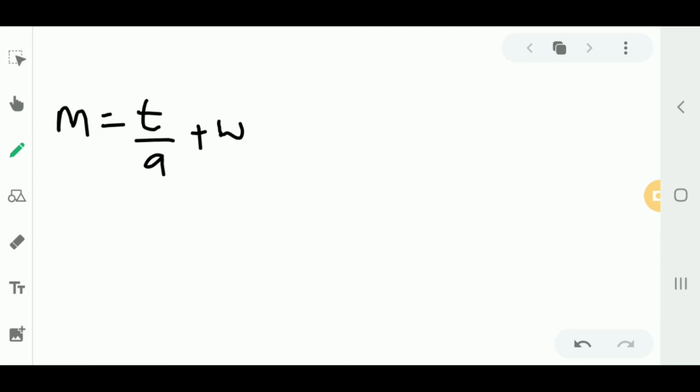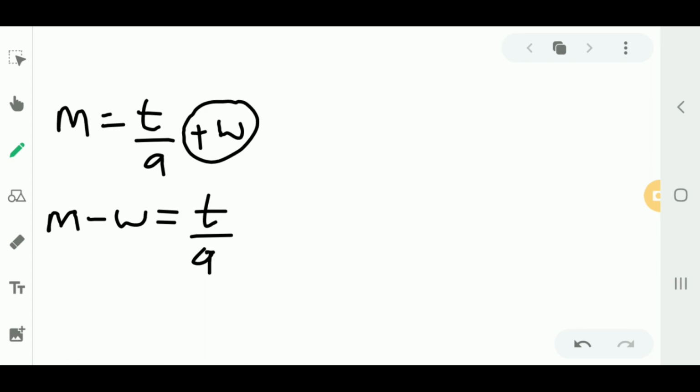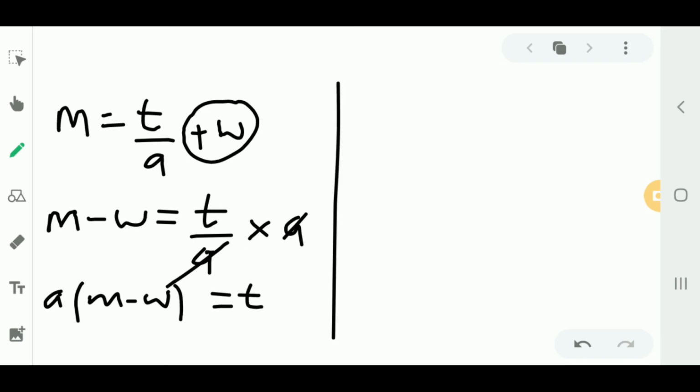Again, we're making T the subject of the formula, but remember we do addition and subtraction first, and then multiplication and division afterwards. So we have to get rid of this here first. Because we're adding, that means we're subtracting on both sides. So M minus W is equal to T over A. Now we have A in the denominator, so we're multiplying both sides by A to cancel A. So we have A times M minus W is equal to T. Now what you could have done, you could have expanded the bracket and said AM minus AW is equal to T. But we could have left it here.